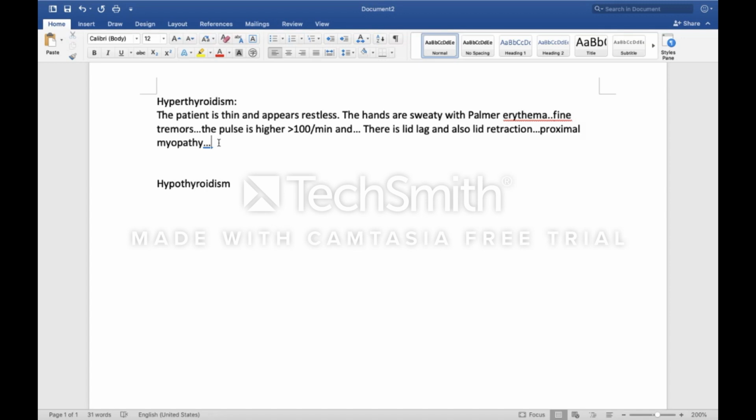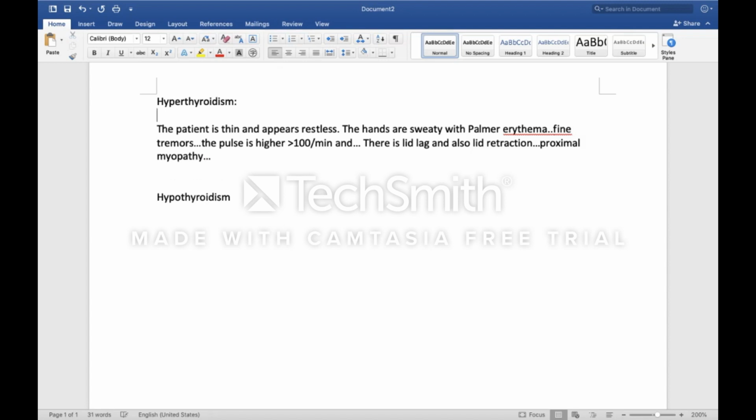And it is present in many patients who are thyroid toxic. Hyperthyroidism means, of course, the level of thyroid hormones is increased in the blood, and this condition is also called thyrotoxicosis. So proximal myopathy is present in many patients who have thyrotoxicosis.